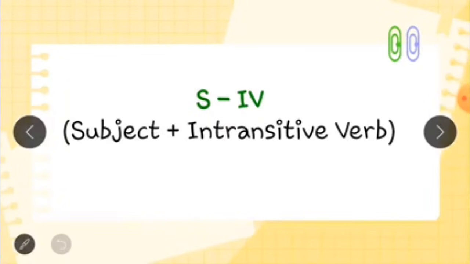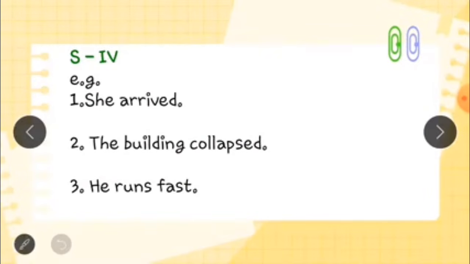The first pattern is subject plus intransitive verb. Subject is a person or thing that is being discussed in the sentence, while intransitive verb is a type of verb that does not require an object. Let's further understand this pattern by examples. For example, she arrived. She is the subject, arrive is the intransitive verb.